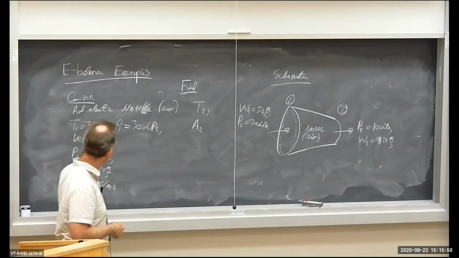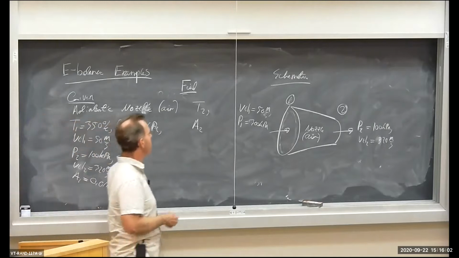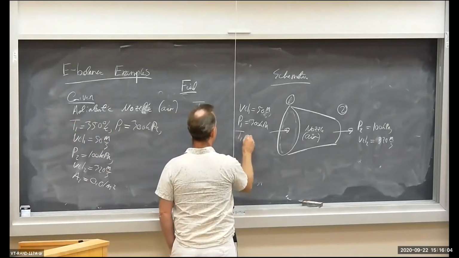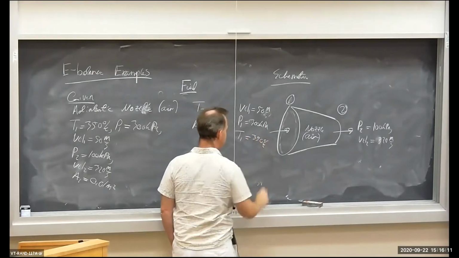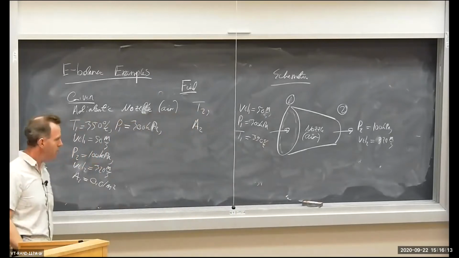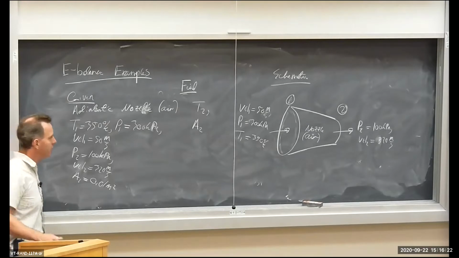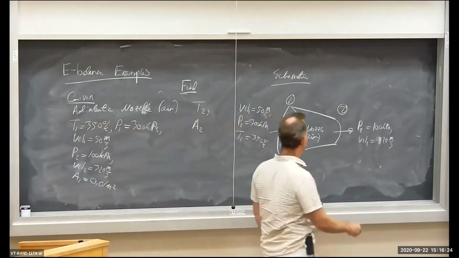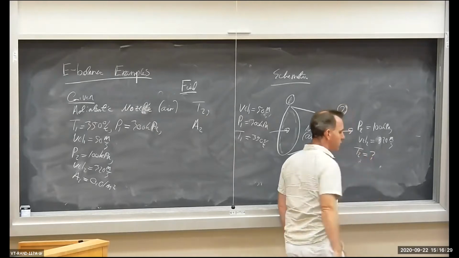Now, besides that it's an adiabatic nozzle, we're also given some temperatures. The temperature at the inlet, T1, is 350 degrees Kelvin. All right, so we know the inlet temperature, pressure, velocity, and we know the outlet pressure and the outlet velocity. What are we supposed to find? We're supposed to find the outlet temperature, T2.